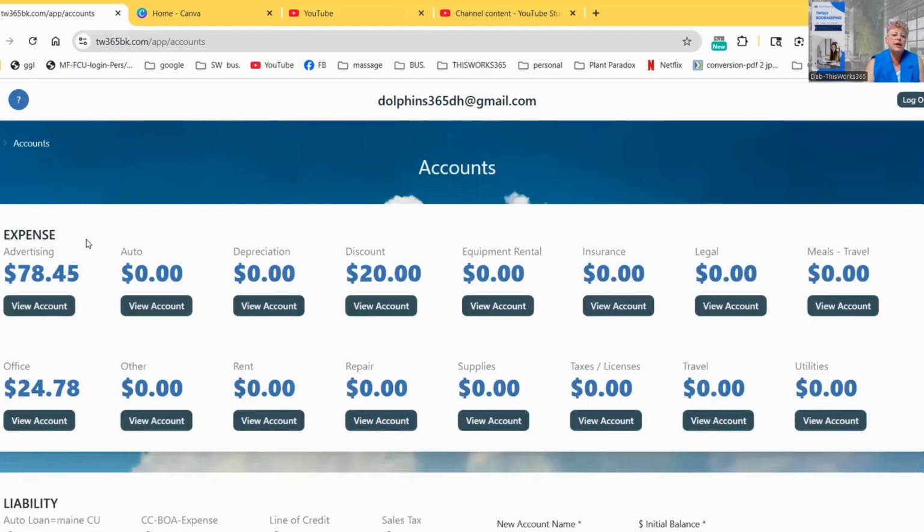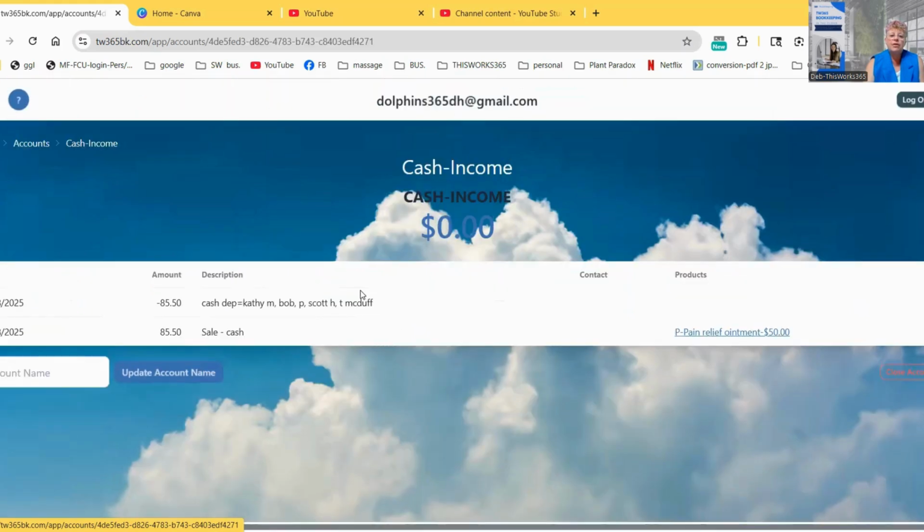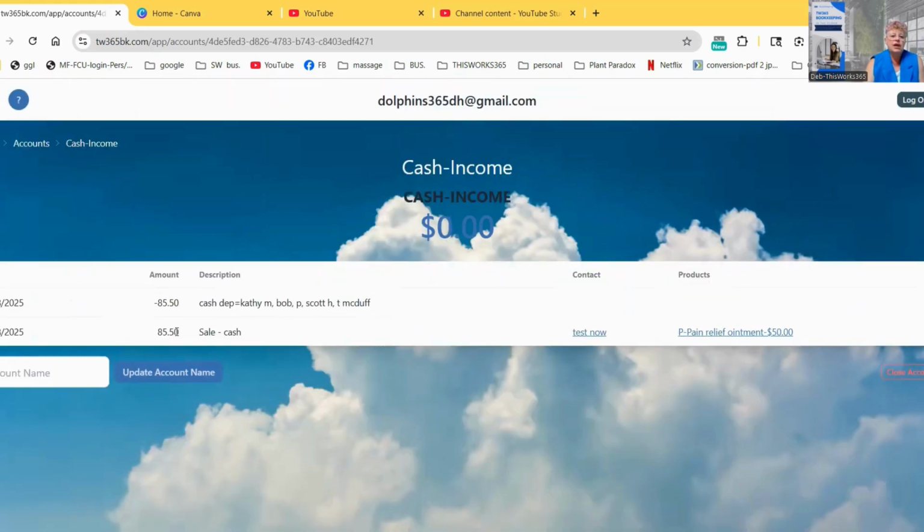I like to go into accounts. I want to make sure that in my asset account there is a higher dollar value in my Dirigo checking account or the Rainbow, whichever one I chose, which is again why we label them as we need, and that my cash income account went down to 0. I can view that, and here it shows, okay, here's the 8550 that I took in for cash.